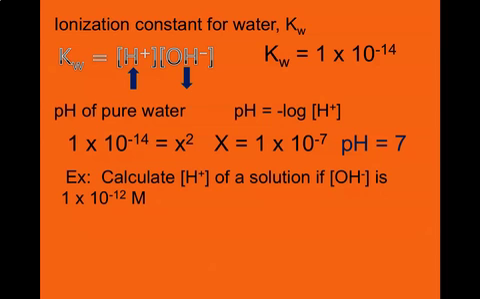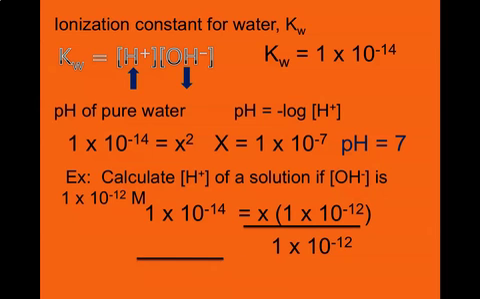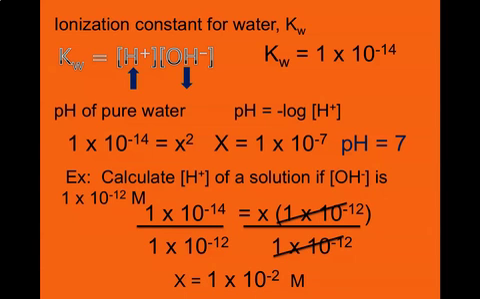It says calculate hydrogen concentration of a solution if hydroxide concentration is 1 times 10 to the negative 12 molarity. So 1 times 10 to the negative 14th is my Kw. I don't know my hydrogen, so that's going to be an x, and hydroxide is 1 times 10 to the negative 12. So I'm going to divide both sides by 1 times 10 to the negative 12 to solve for x. It's going to cancel on the right. I divide out on the left, and I get 1 times 10 to the negative 2nd molarity. And if you think about your scientific notation, that 1 times 10 to the negative 2nd is actually a much bigger number, which means we have more hydrogens, which makes this an acidic solution.